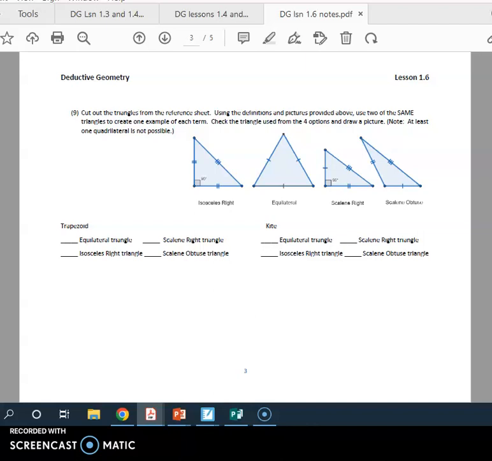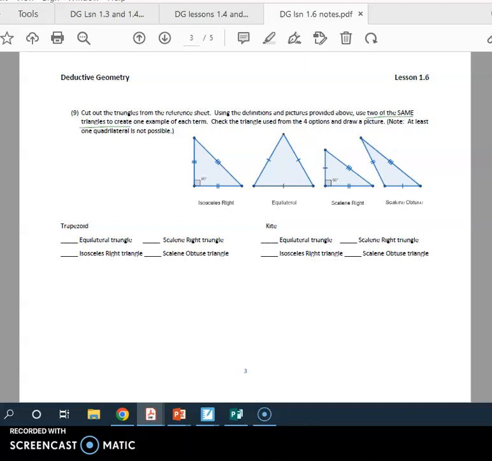And what we're trying to figure out is, can you make a trapezoid using the same two triangles? So again, it's critical that you use two triangles that are the same triangle. So we're going to use both isosceles right at the same time, or both scalene right triangles at the same time, and so on. And is it possible to make a trapezoid? Is it possible to make a kite? And we're going to be looking at the other shapes, like a parallelogram, square, rectangle, and a rhombus. And at least one of these quadrilaterals is not possible. You cannot build them using the same two triangles.